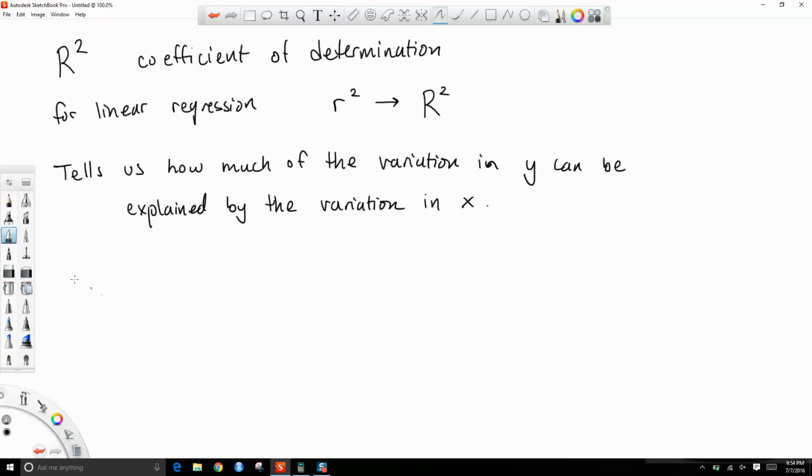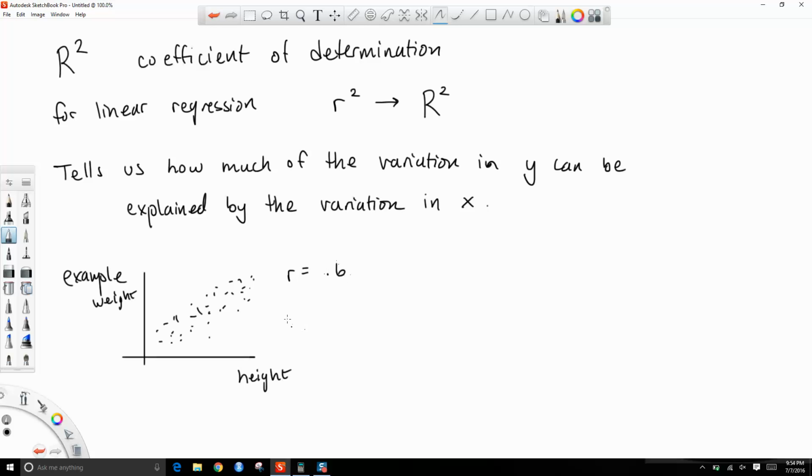Here's an example. Let's say you create a scatter plot between someone's height and their weight. Let's say r is 0.6. That means r squared, if I do 0.6 times 0.6, I would get 0.36. My r squared is 0.36.